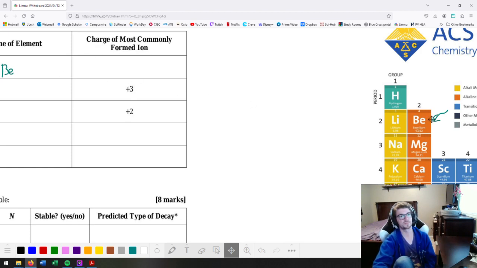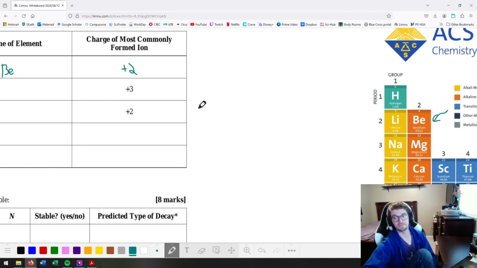So beryllium, being from group 2, is going to adopt a +2 charge. If you ever see beryllium in a different charge state, a +1 or 0, don't touch it. It's going to be very reactive, and beryllium is quite toxic, actually.